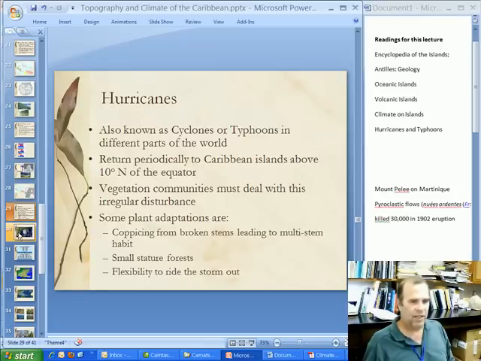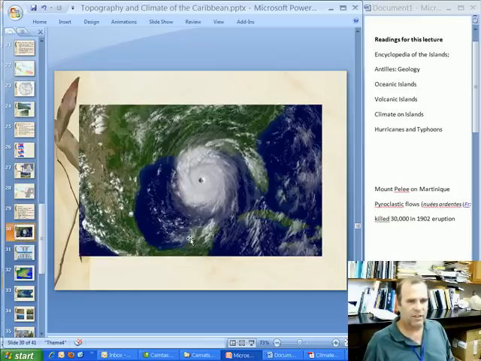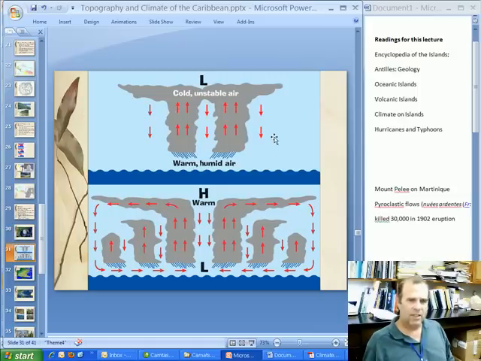So how do hurricanes form? Why do we get hurricanes? And there's a nice picture of a big massive hurricane. I think that might be Ivan, which hit New Orleans. As you can see, it's a huge system, many hundreds of kilometers across. So what is it? Basically, it's evaporation gone mad.